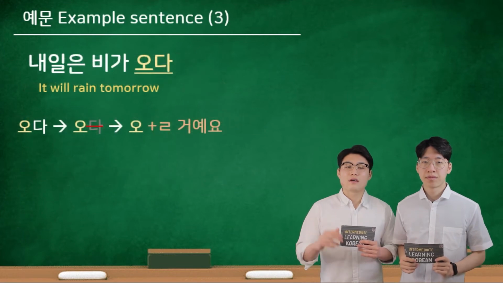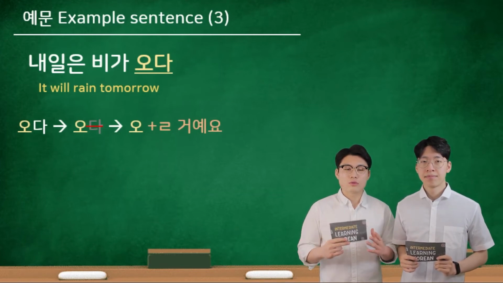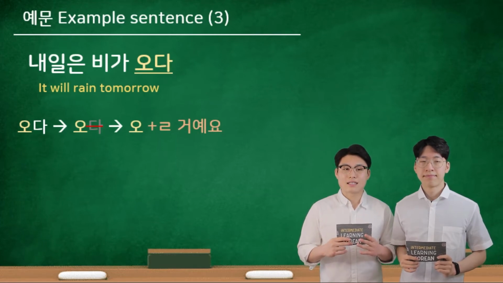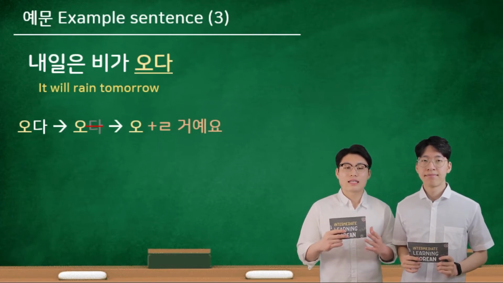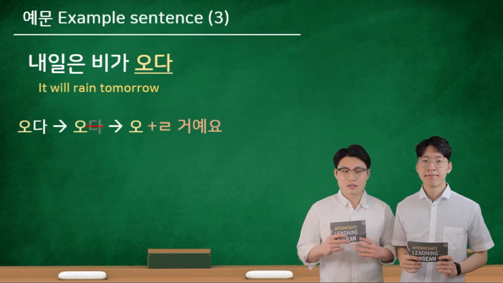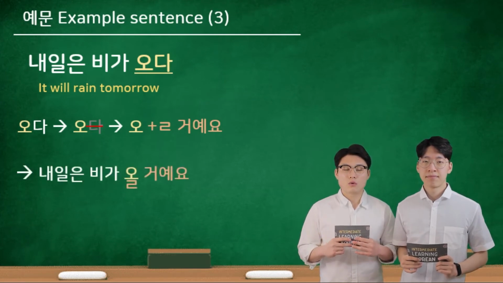Yes, this is the third example sentence. 내일은 비가 오다. When we remove 다 from the verb 오다, we can use ㄹ 거예요 because there is no final consonant. So it becomes 내일은 비가 올 거예요.